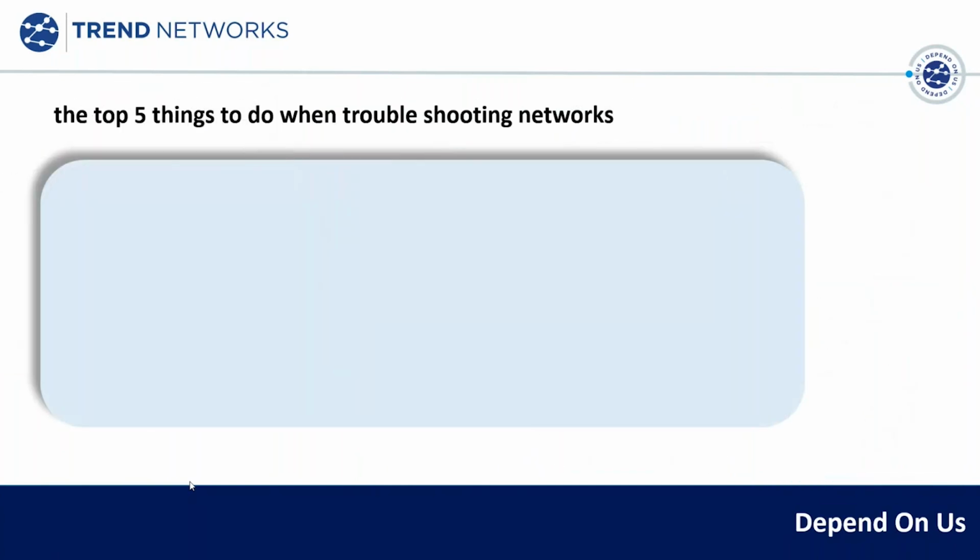So here we are. The top 5 things to do when troubleshooting networks. Let's go through it. So a lot of us are very familiar with this. I'm going to put a little bit of a spin on it to help you. And let's go through. So first of all, very obvious, let's identify the problem. What's not working? Is it affecting one or many devices? Okay, so that's quite simple.